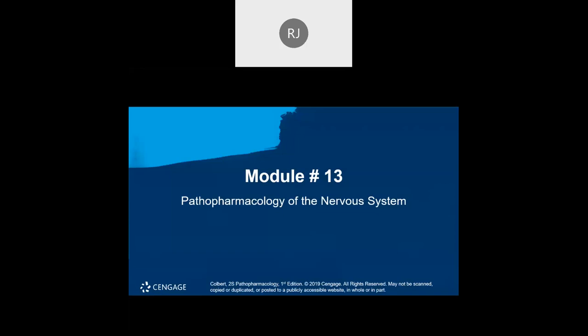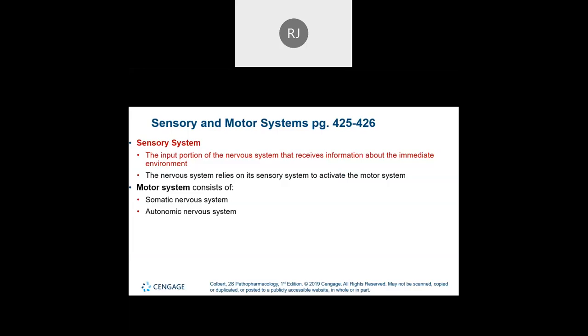Now, Module 13, we go over the nervous system. On page 425 and 426, it discusses the sensory system and motor system. The sensory system is the input portion of the nervous system that receives information about the immediate environment. The nervous system relies on the sensory system to activate the motor system, and the motor system consists of the somatic nervous system and the autonomic nervous system.